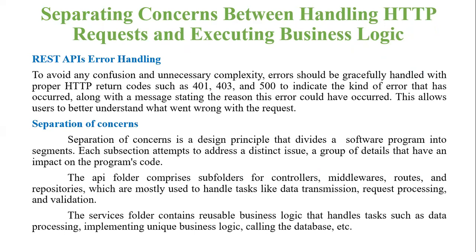Next, let's see the REST API's error handling. To avoid any confusion and unnecessary complexity, errors should be gracefully handled with the proper HTTP return codes such as 401, 403, and 500 to indicate the kind of error that has occurred, along with a message stating the reason this error could have occurred. This allows the user to better understand what went wrong with the request.